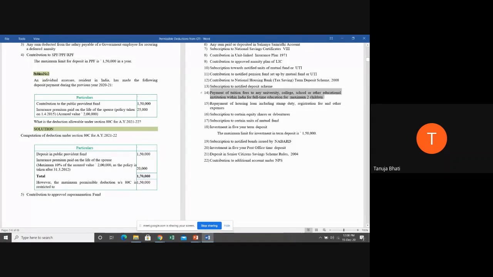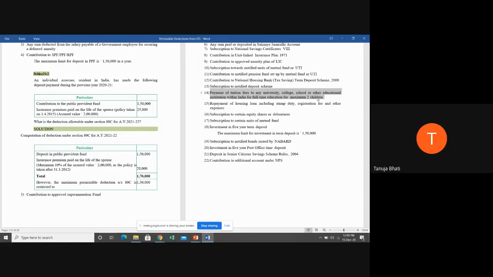Payment of tuition fees to any university, college, school, any educational institution within India for a full-time education for maximum 2 children. So suppose if the college fees has been paid, usually in the college fees, if you see the receipt, you can see there is something called as tuition fees. So that is for giving you the education, they are charging that fees. So suppose if your parents are making the payment for your college fees, and that is a full-time education in India.